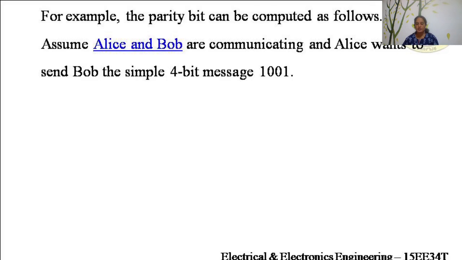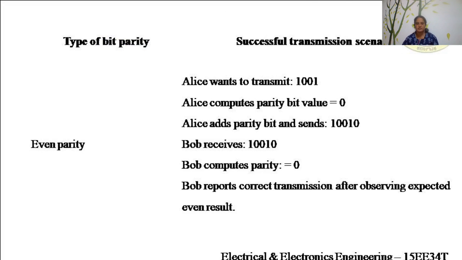We shall see how the parity bit is used to detect a single bit error in a communication channel. Let me take Alice is speaking and Bob is hearing. The voice signal, which is analog, is converted into a digital signal and then sent on the communication channel. Let the message be 1001, which is 4-bit. We have to add a parity bit to this data and send it over the communication channel.